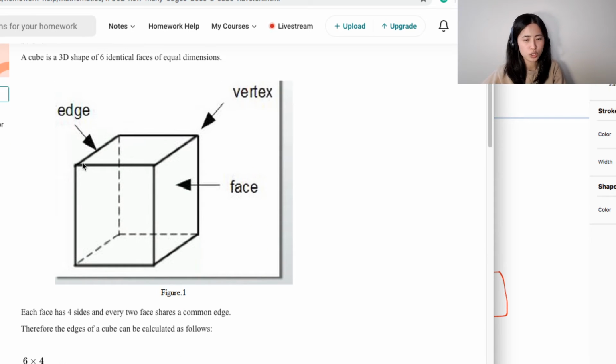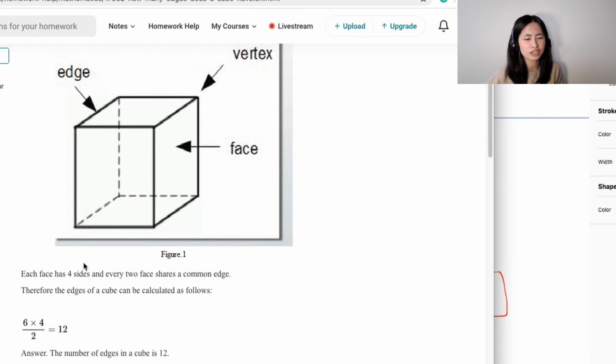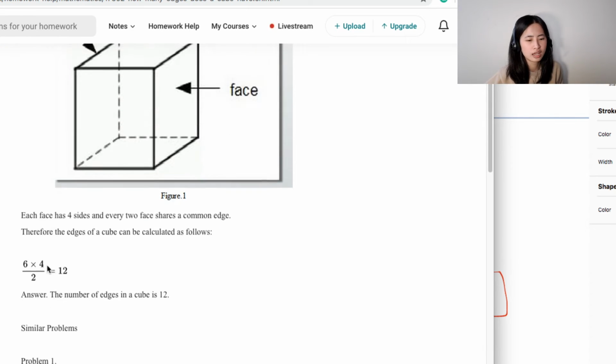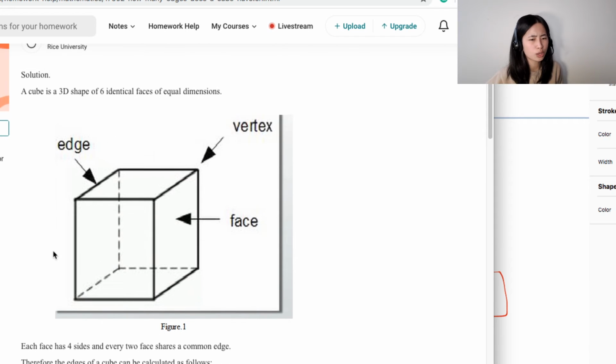So basically all you have to do is draw a cube on a sheet of paper and then you count. So this is 1, 2, 3, 4, 5, 6, 7, 8, 9, 10, 11, 12. So that means there's 12 edges in a cube. Simple as that. I don't think there should be a formula to this, because if you know how to draw a cube, you should be able to tell just by looking at the figure.